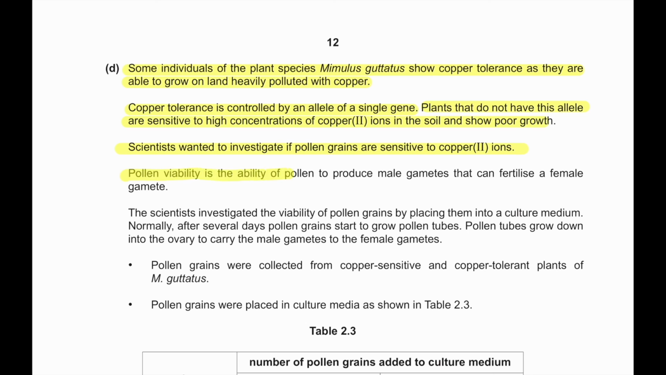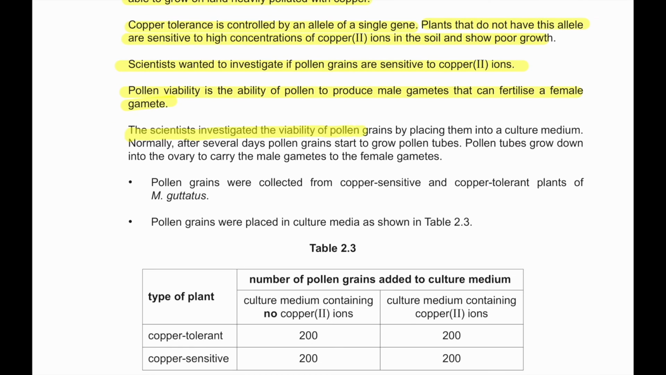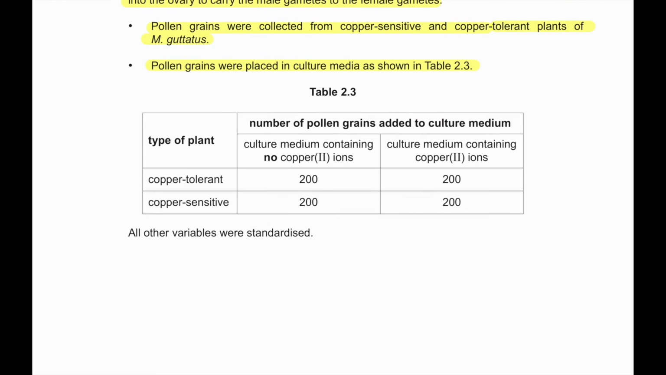Pollen viability is the ability of the pollen to produce male gametes that can fertilize a female gamete. The scientists investigated the viability of a pollen grain by placing them in a culture medium. Normally, after several days pollen grains start to grow pollen tubes down into the ovary to carry the male gametes to the female gametes. Pollen grains were collected from the copper sensitive and copper tolerant plants of M. guttatus, and pollen grains were placed in culture media as shown in table 2.3.